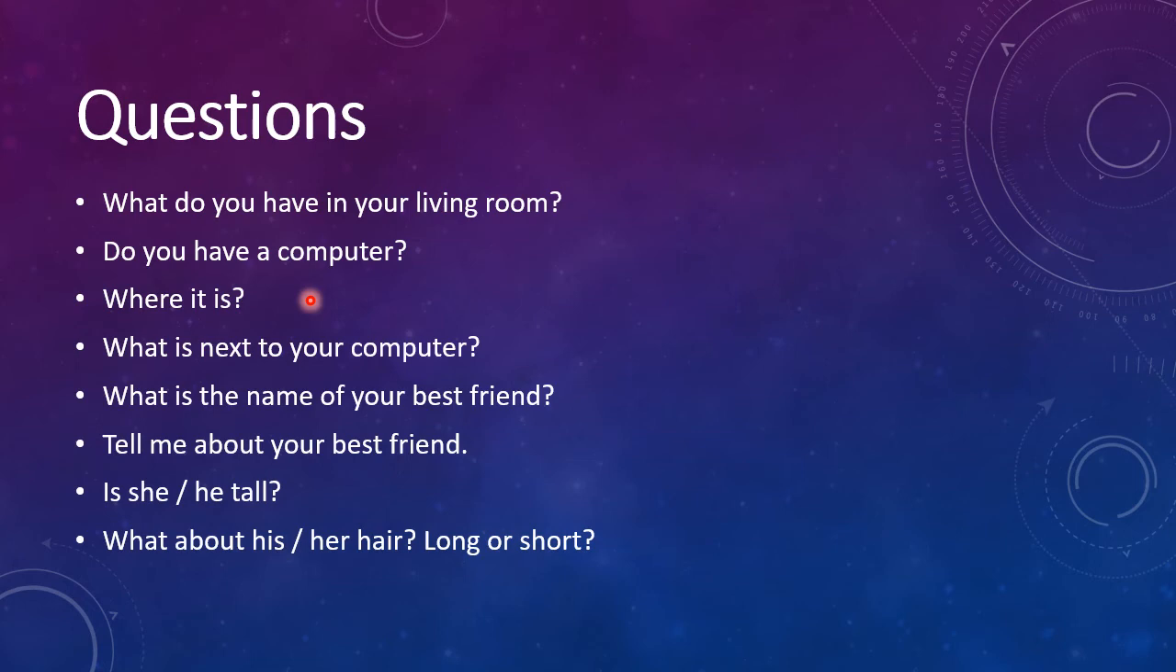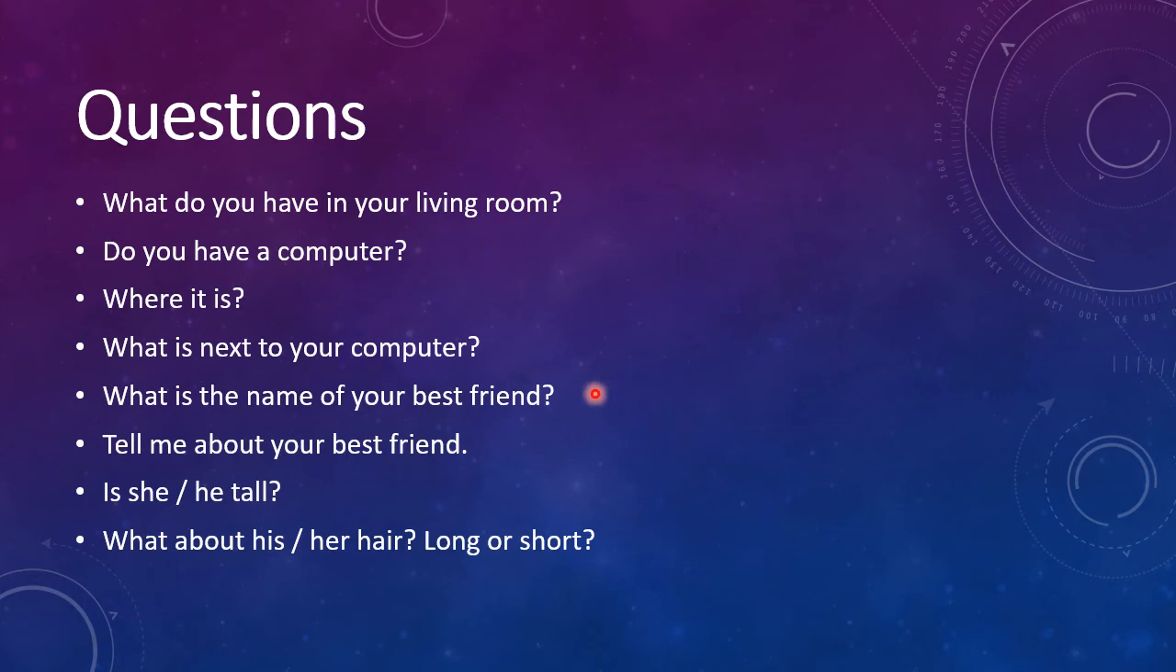What is next to your computer? So you could say many things depending on what is next to it. You could say next to the computer I have my books, or next to the computer I have my, I don't know, table lamp, or probably my wardrobe, or whatever. Next is, what is the name of your best friend?